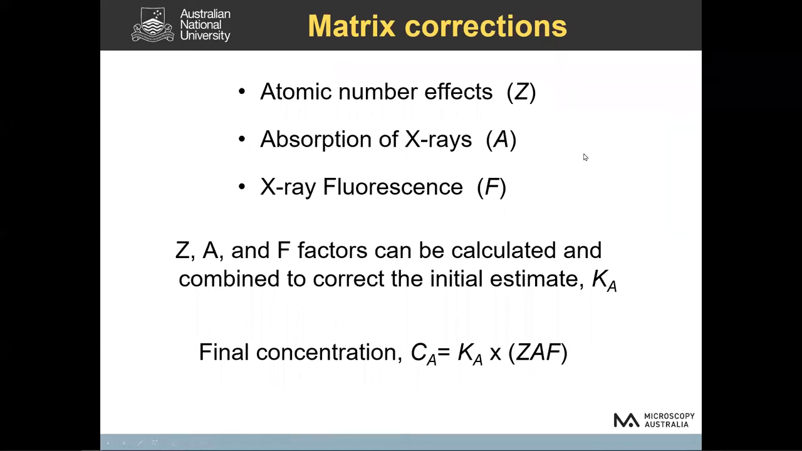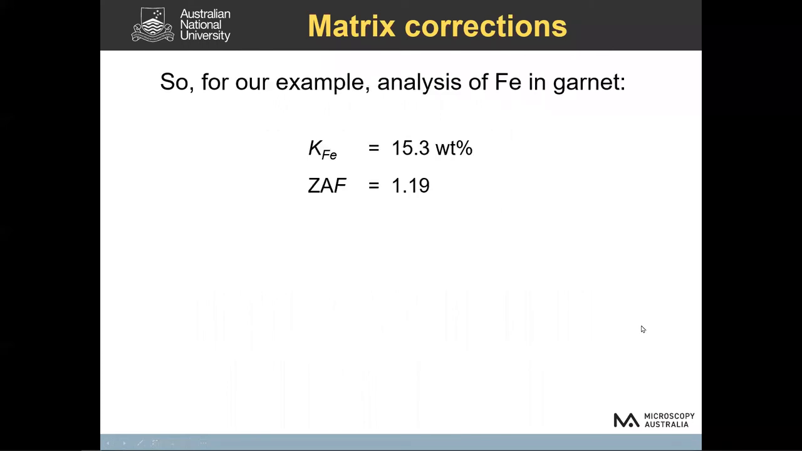So these atomic number, absorption, and fluorescence effects can all be calculated, and they can be combined to correct the initial estimate that we had from our K-ratio. So the final concentration, denoted as CA here, is the K-ratio times your ZAF correction, of course.